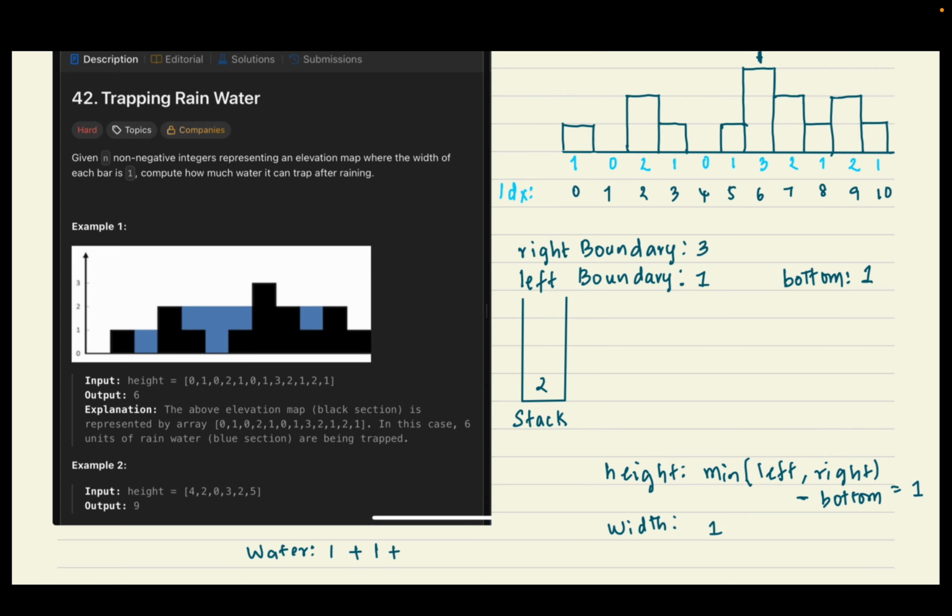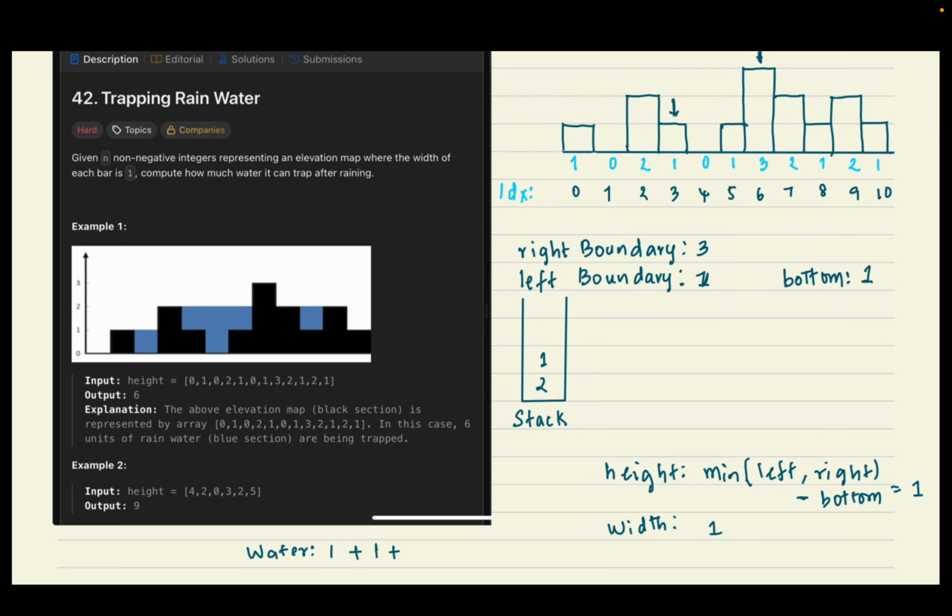This one has been processed, right? So my next one is basically this one. Okay, this is my next previous. Okay, now this one is at index, I'm just processing this one. Now for this particular one, what is its previous bar? Its previous bar is 2, so the left boundary will be 2.